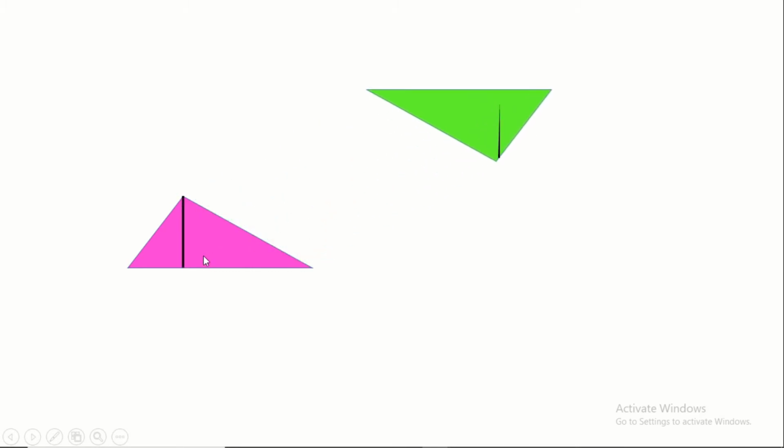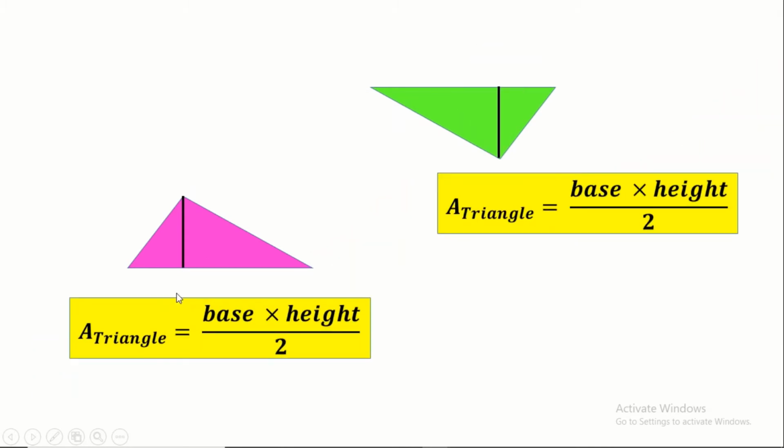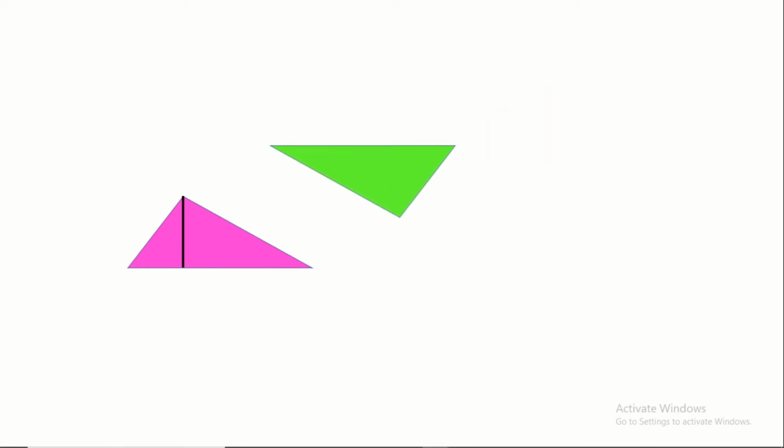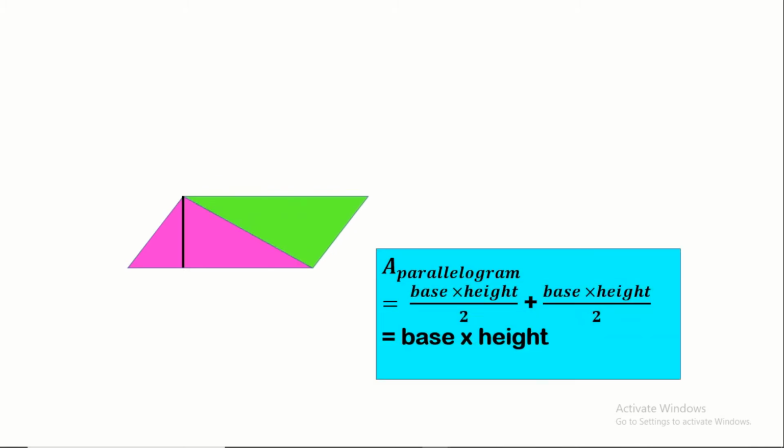Here we're going to talk about the parallelogram. What's the area of the parallelogram? If you know, the parallelogram is formed of two triangles. The area of each triangle is base times height over 2. So the area of the parallelogram is the sum of the areas of these two triangles. So it's base times height over 2 plus base times height over 2, which gives us base times height. So the area of a parallelogram is base times height.